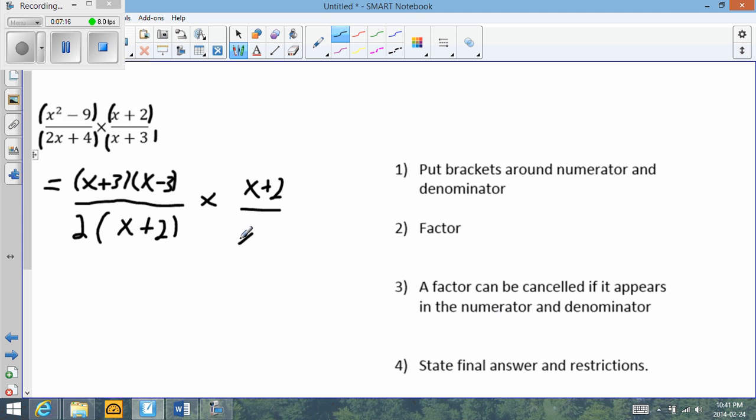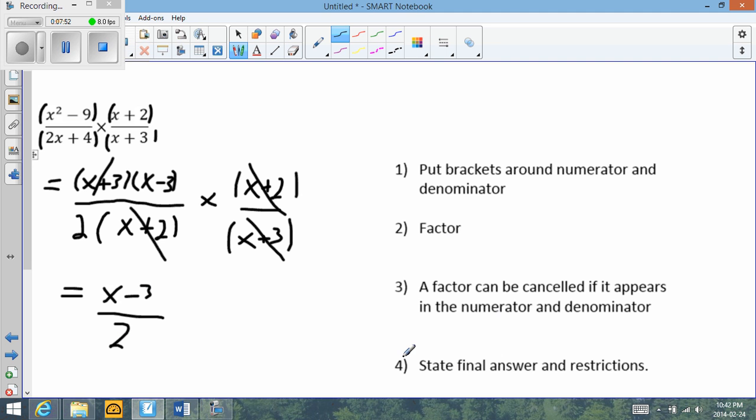Now that I factored it, a factor can be canceled if it appears in the numerator and denominator, because remember, these two fractions are being multiplied together. So bracket times bracket times bracket over 2 times bracket times bracket. Is there anything common? Yes, there is. X plus 3, x plus 3, x plus 2, x plus 2. So it in fact simplifies down to x minus 3 over 2. Then always state the final answer and restrictions.